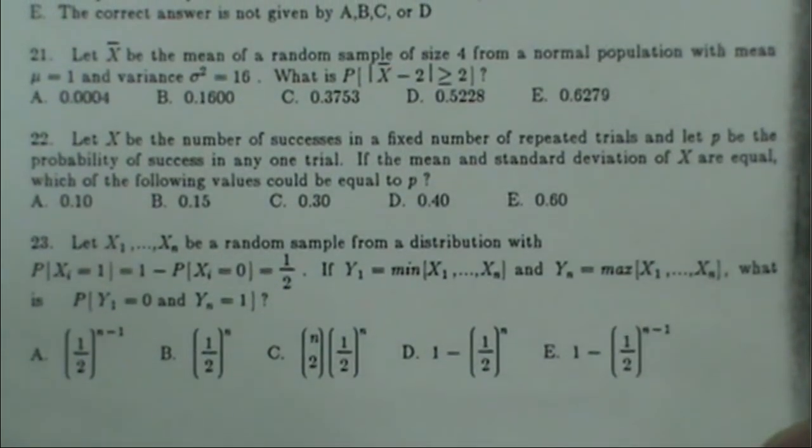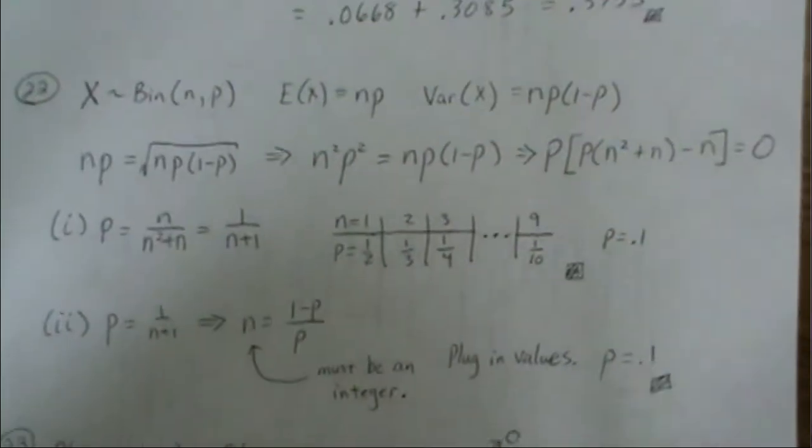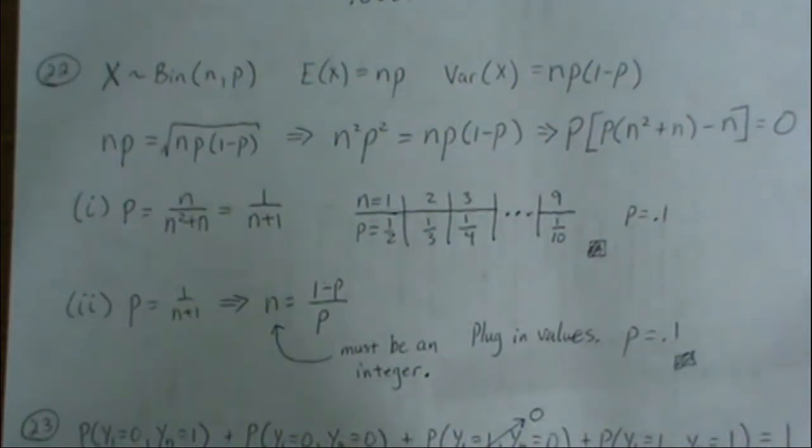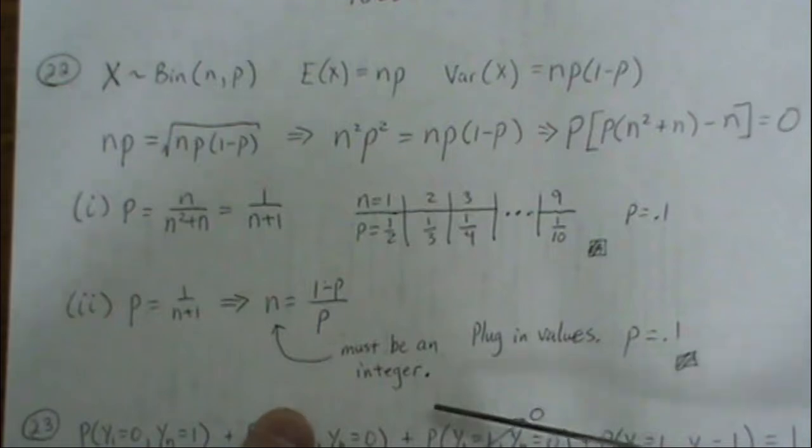Number 22, let X be the number of successes in a fixed number of repeated trials, and let P be the probability of success in any one trial. If the mean and the standard deviation of X are equal, which of the following values could be equal to P?